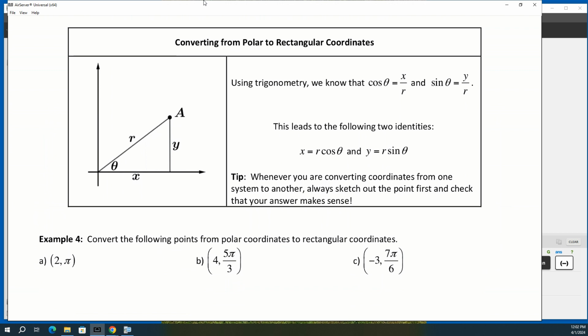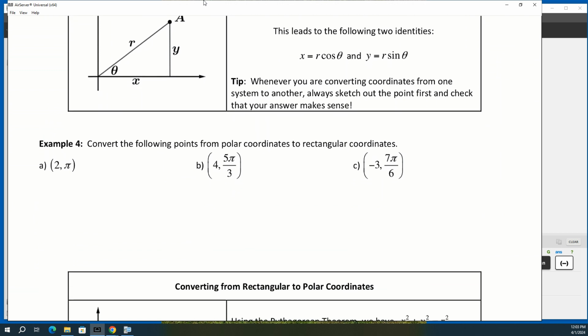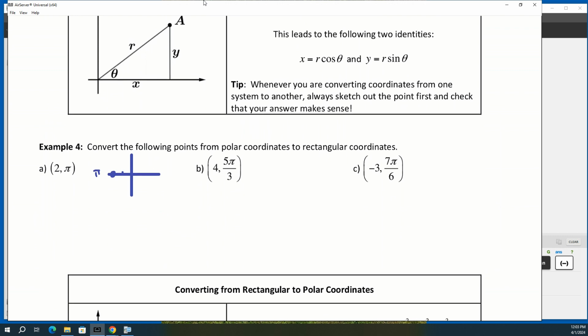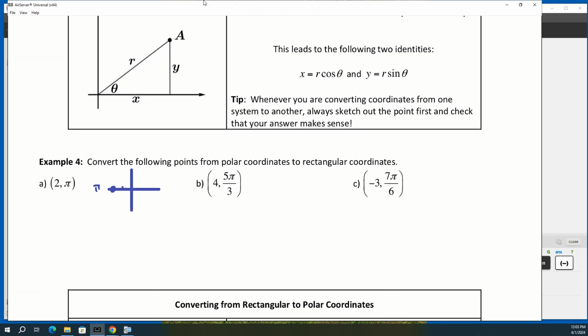All right, so let's look at example 4. We have the polar coordinates 2, pi, which means it's 2 units away, at the angle pi, which would be the point right here. It's 2 units away. I bet you could guess what that is in rectangular coordinates, but let's just go ahead and go through the steps. Sorry, we can guess what it is in rectangular coordinates.